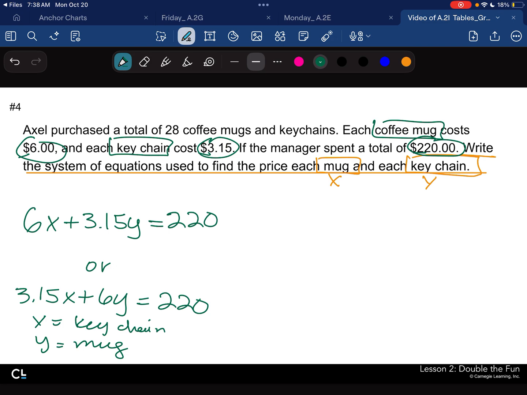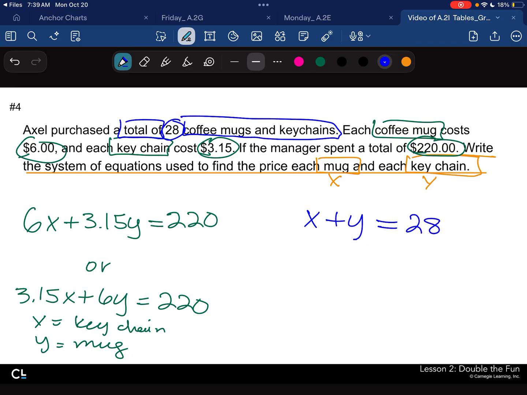All right. Then it says he purchased a total of 28 coffee mugs and keychains. That means if I add up my coffee mugs and my keychains, it should be a total of 28.